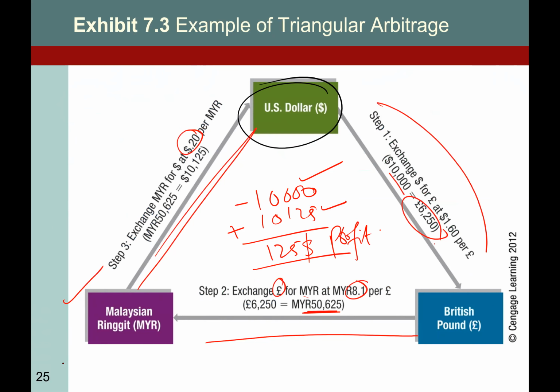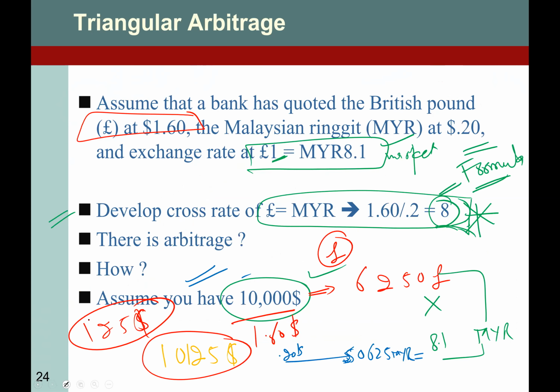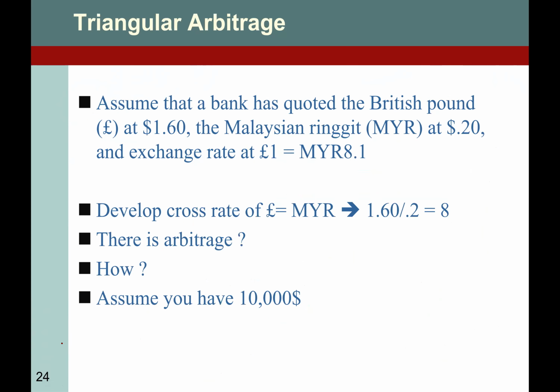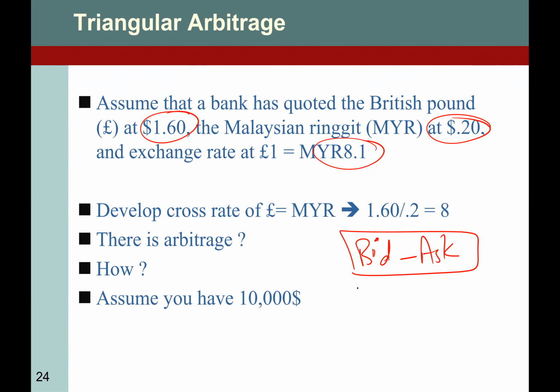But this is not the reality, because you are just given one rate. You are not given the rates in terms of bid and ask. Every rate has its bid and ask. Then it's very complicated and very challenging.